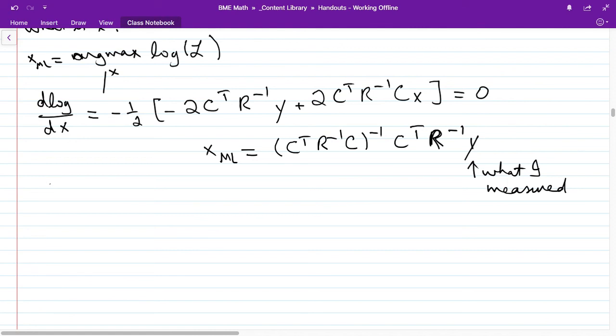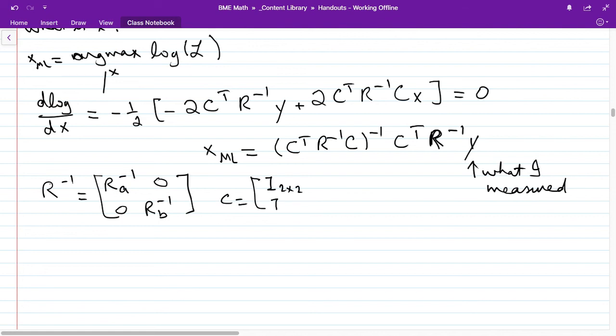So let's begin with R minus 1. What is R minus 1? R minus 1 is the inverse of the variance of the noises: the inverse of the noise in the first GPS, and the inverse of the noise in the second GPS. And what was C? C was the identity matrix, 2 by 2. That's how we define C.